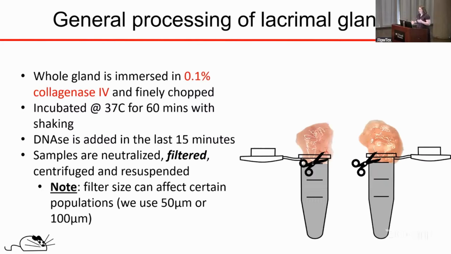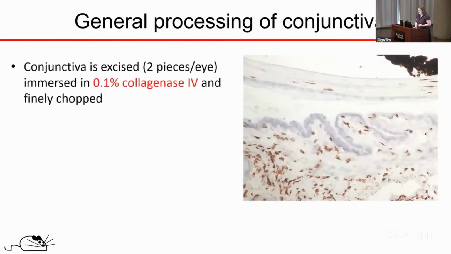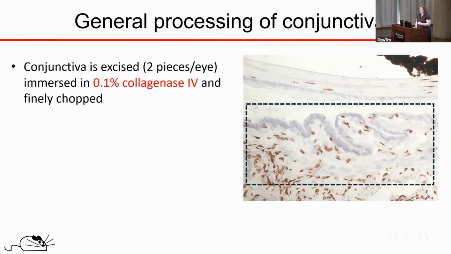So our lab typically varies between the 50 micron and the 100 micron, depending on the panel and the cell populations of interest. The conjunctiva is another one of those tricky tissues. We are able to excise 2 of them per eye, which means per mouse we get 4 pieces, and we again immerse it in that collagenase 4 solution.